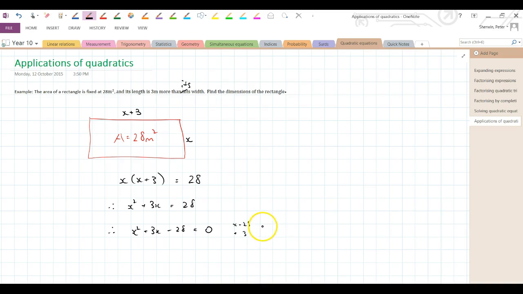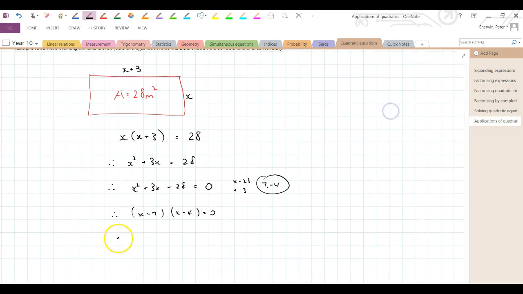So back in, we're 7 and minus 4, I think, for that, aren't we? So therefore x plus 7, x minus 4 will give us 0. And from what we learnt about solving equations today, if either of these factors equals 0, then my product is 0. So x equals minus 7 or x equals 4. Now if x is minus 7, I'm going to have a negative length here, so we can pretty much rule that out, can't we? So x equals 4, is that going to work?